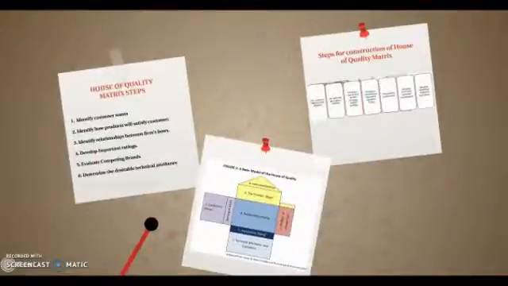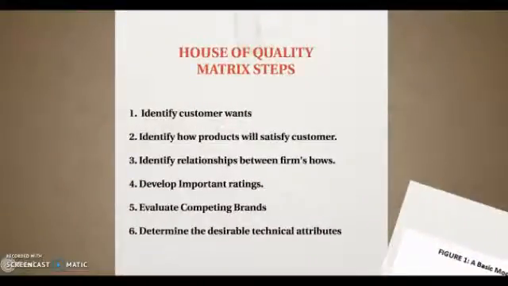Now, we look at the House of Quality matrix steps. Firstly, we'll identify the customer wants, which can be done through surveys, interviews, or customer insights. The next step will be to identify how products will satisfy the consumer. Then the third step will be the identification of the relationship between the firm's hows. The fourth step will be to develop importance ratings, followed by the fifth step of evaluation of competing brands, and the last stage will be the determination of the desirable technical attributes.